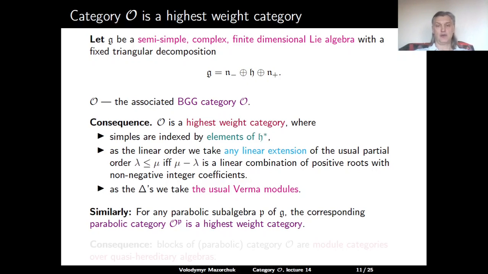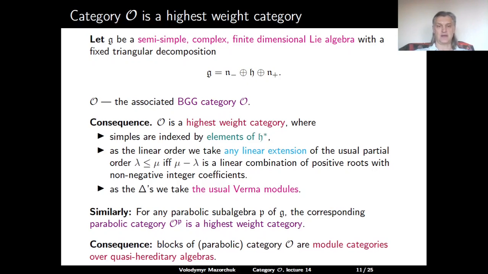Similarly, for any parabolic subalgebra p of g, the corresponding parabolic category O is a highest weight category. So in particular, as a consequence, blocks of parabolic category O are module categories over quasi-hereditary algebras.